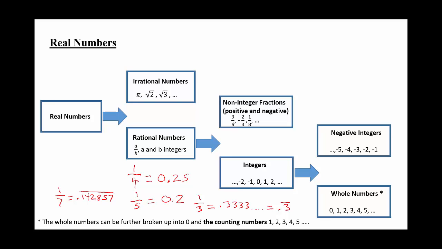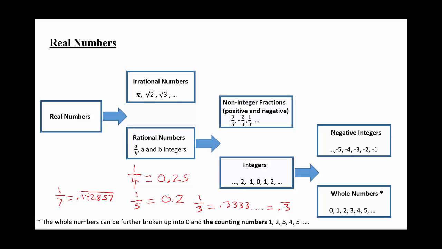So the first type is the non-integer fractions, positive and negative. Those are numbers that when we write them in decimal form, will have some number after the decimal point. It won't be all zeros. And then we can also have the integers, and those, if we wrote them in decimal form, have zeros after the decimal place.